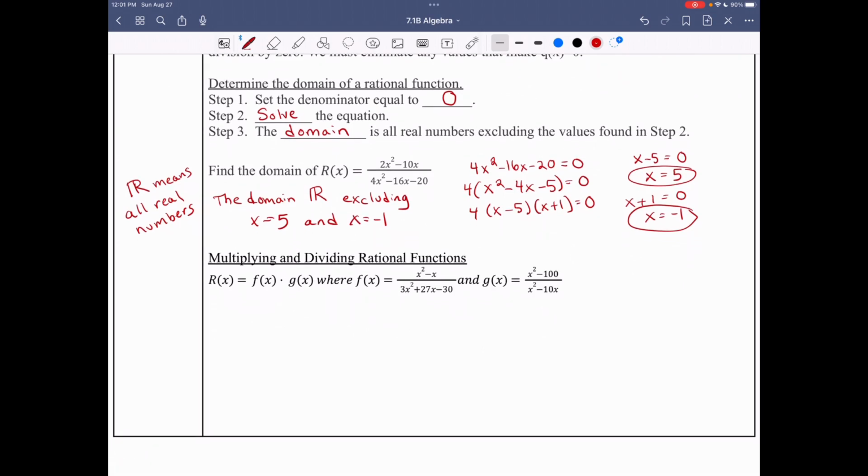All right, how do we multiply and divide rational functions? So a function is written like f of x or g of x, and in this case, we're literally just going to plug this function, f of x, into this equation, and then we're going to multiply it by g of x. So what's given to us as f of x is this, and what's given to us as g of x is this. So we're just going to multiply those like we've been doing today.